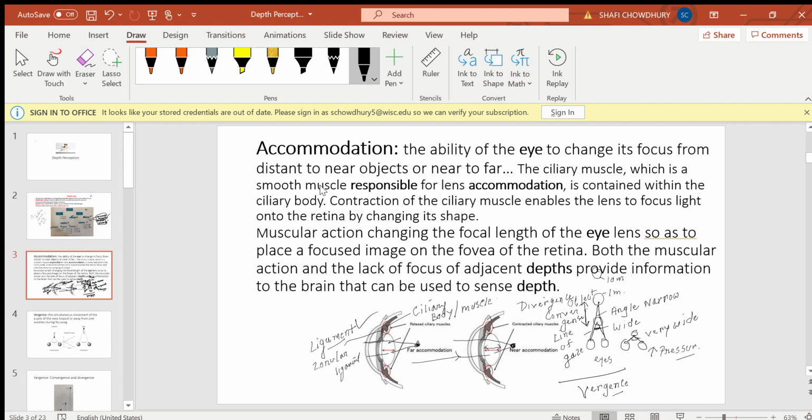So, and that change is called accommodation. That is the accommodation of the lens, accommodation, and that is done by the ciliary muscle, right? So from the ciliary muscles, information also goes to the brain.